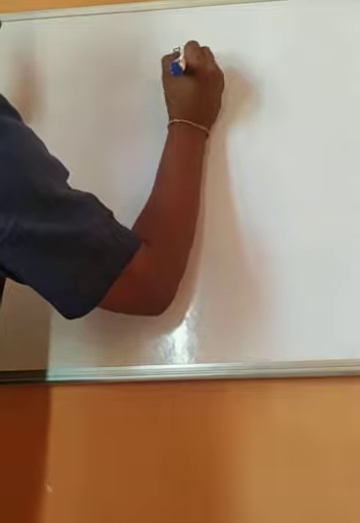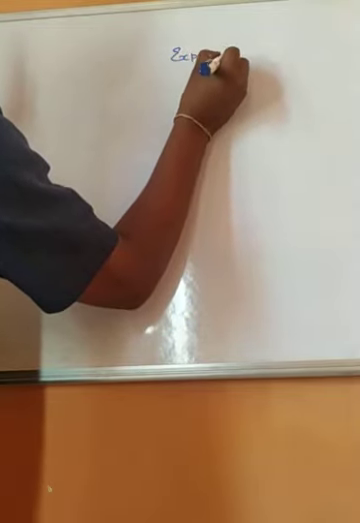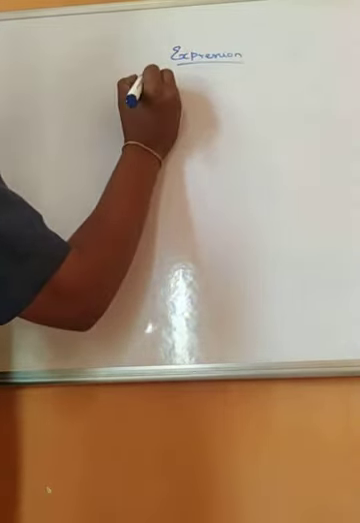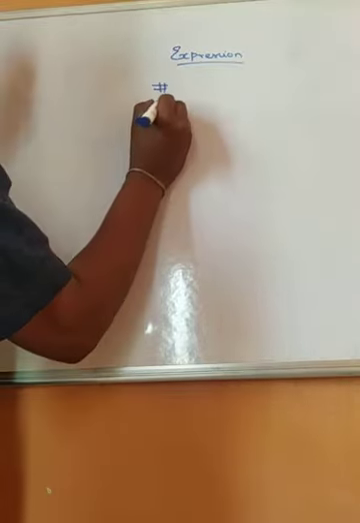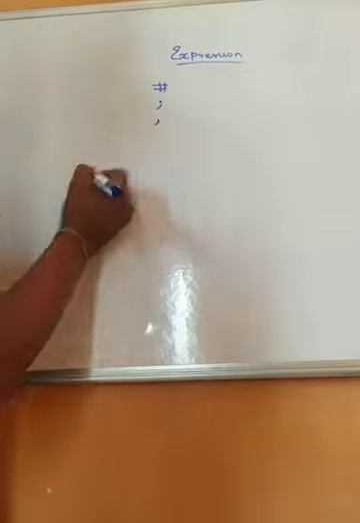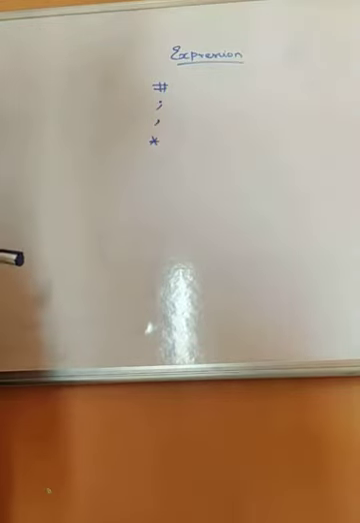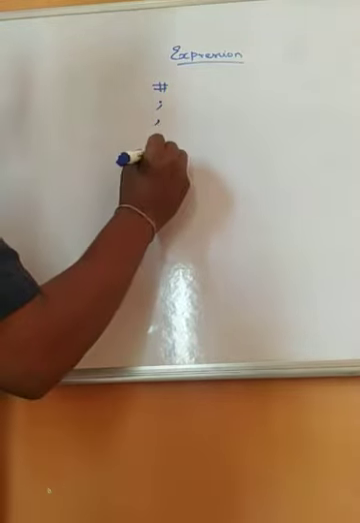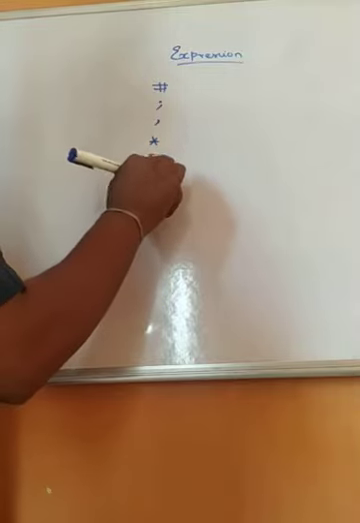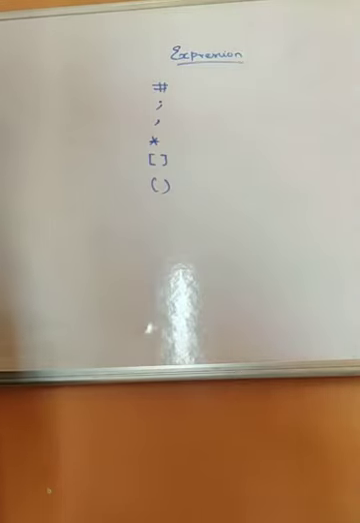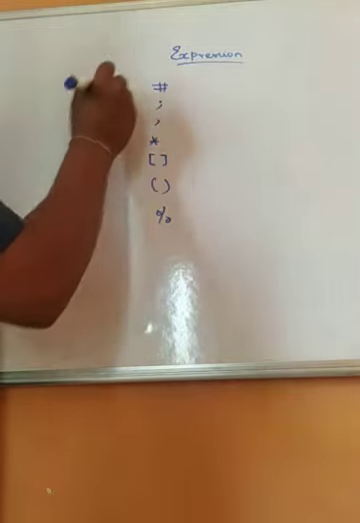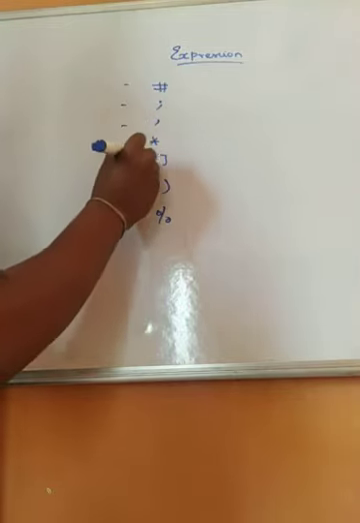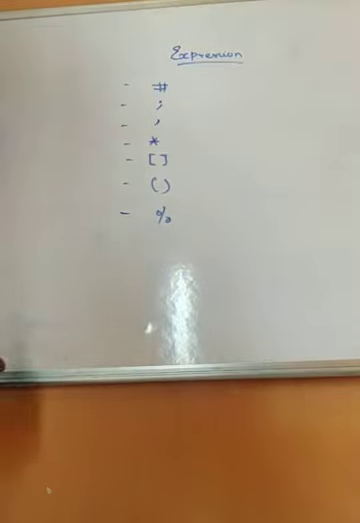The next one which you have is expressions. So normally we have expressions like hashtag, semicolon, comma, this one, and then square bracket, function bracket, and percentage. So these are all some expressions which I will be using in C++.